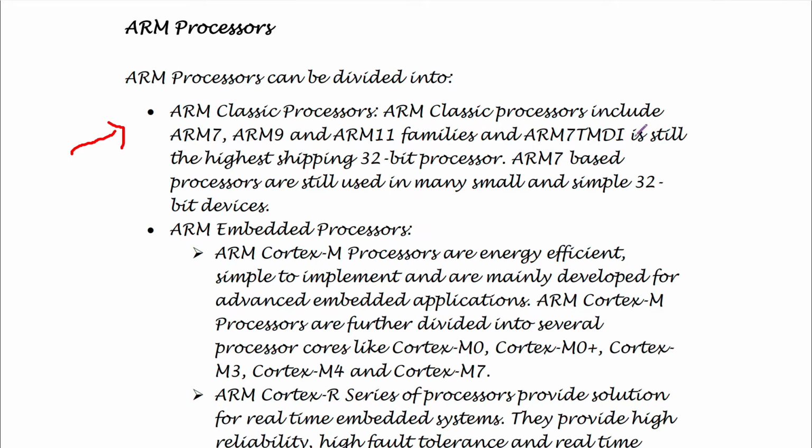ARM classic processors include your ARM 7, ARM 9, ARM 11 families, as well as ARM 7 TDMI, which is still the highest shipping 32-bit processor. So ARM 7 based processors are still used in many small and simple 32-bit devices. You can see many boards or many computing systems or devices that are manufactured which have ARM based microprocessors. You can see their families, and you'll find ARM 7 is used in a lot of 32-bit devices.